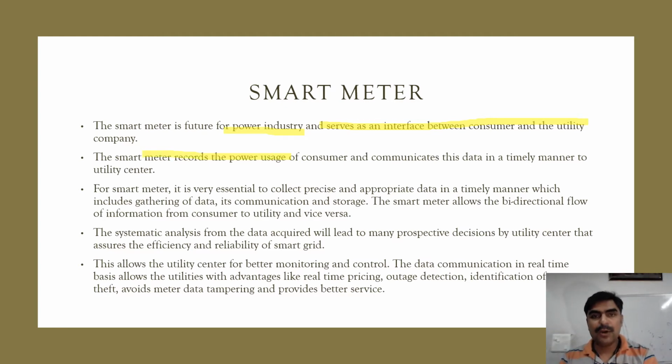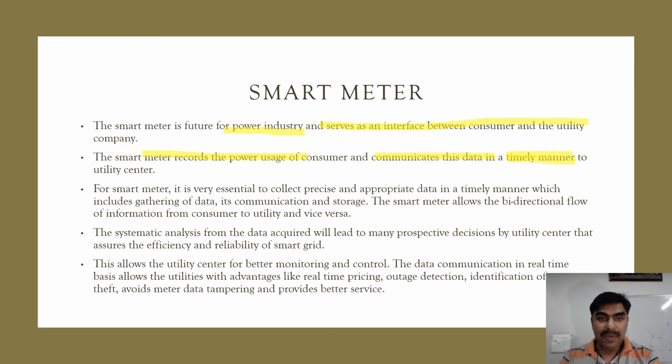The smart meters record the power usage of the consumer and then communicate this data. Another main point is the timely manner. Although the power consumption data is also collected with normal energy meters, that data is not communicated to the utility companies in a timely manner. So this is another important feature of a smart meter: the data is collected, analyzed, and communicated to the utility in a timely manner.